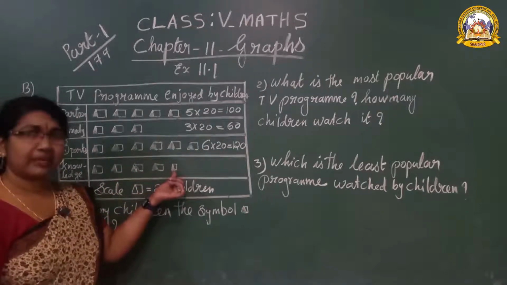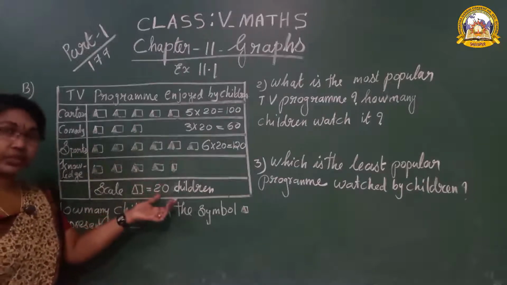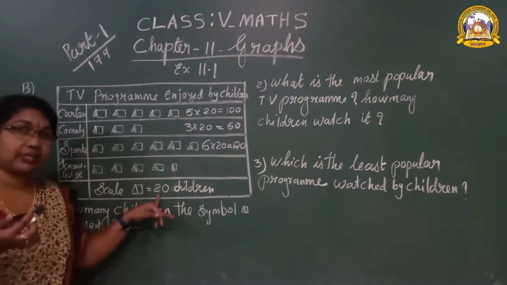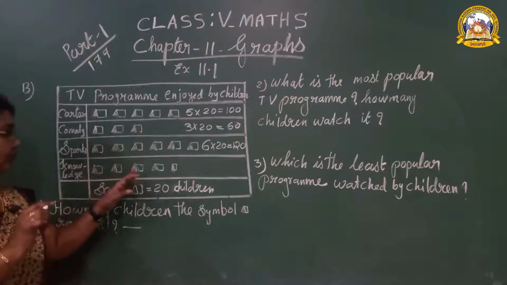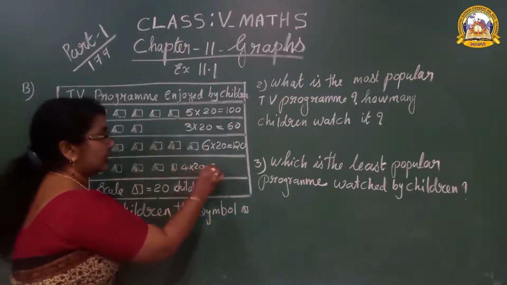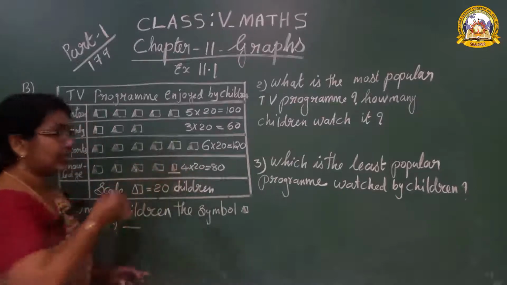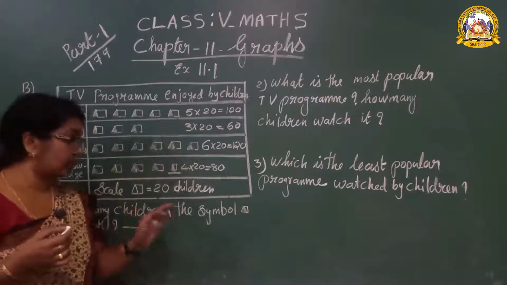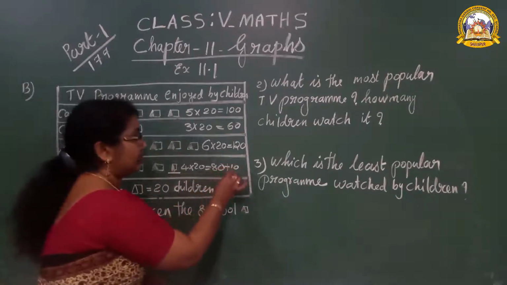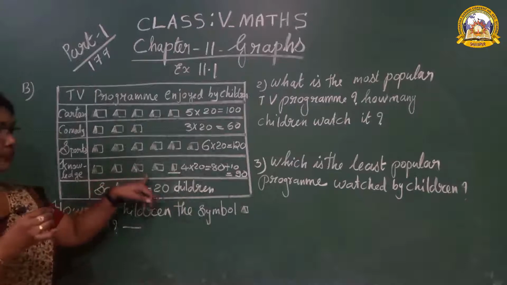Now knowledge: 1, 2, 3, 4. And see this symbol. How to find out? One big symbol represents 20 children. So half of this, half of 20, which number? 10. So 1, 2, 3, 4 full symbols. 4 into 20 is equal to 80, plus the small symbol represents how many children? 10. How do we know it is 10? Because half of 20 is 10. So you should add 10 here. That means total 90 children.